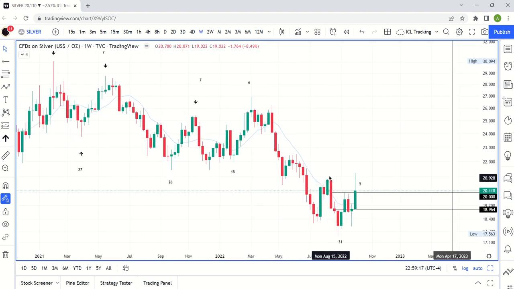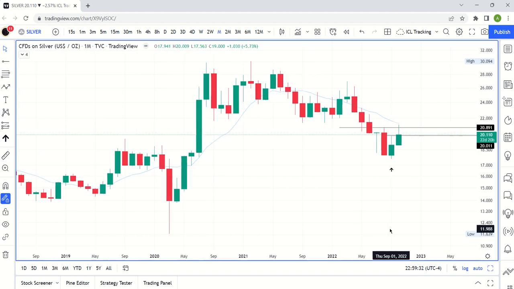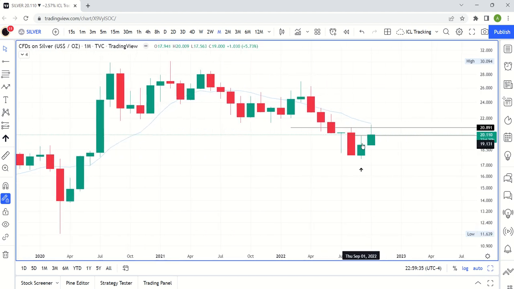And we poked our head out above this cluster of highs, but then we pulled back. So we're really going to need to reclaim this, and then that gives us a chance to reclaim that. That's how it would work. And on the monthly, we are still above.